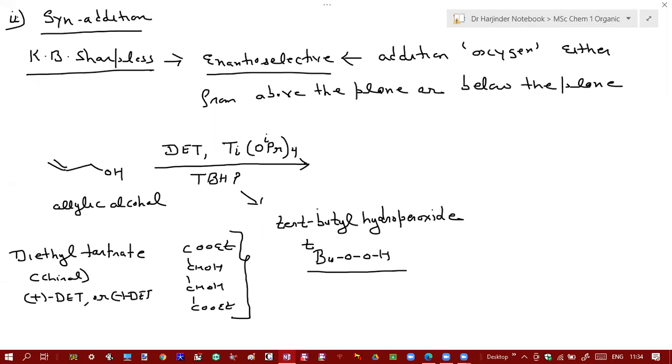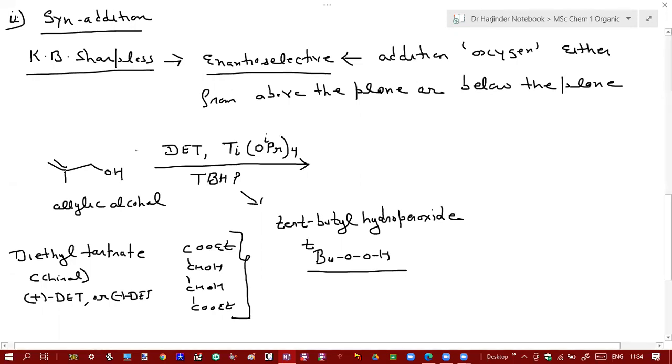And what will be the role of plus or minus diethyl tartrate? It will give enantioselectivity. Which enantiomer will form, whether the oxygen addition is above the plane or below the plane, will be decided by diethyl tartrate.